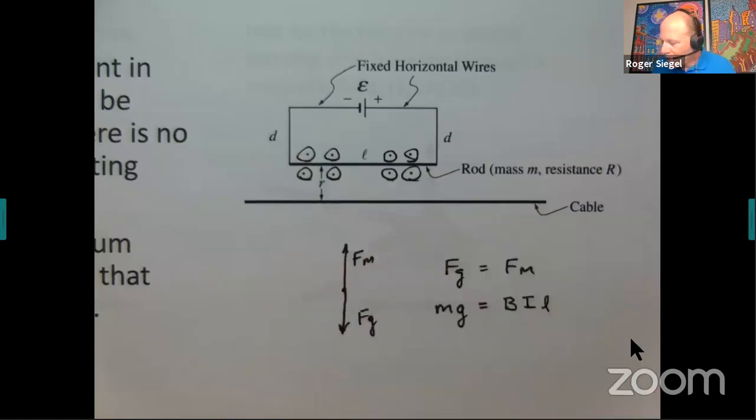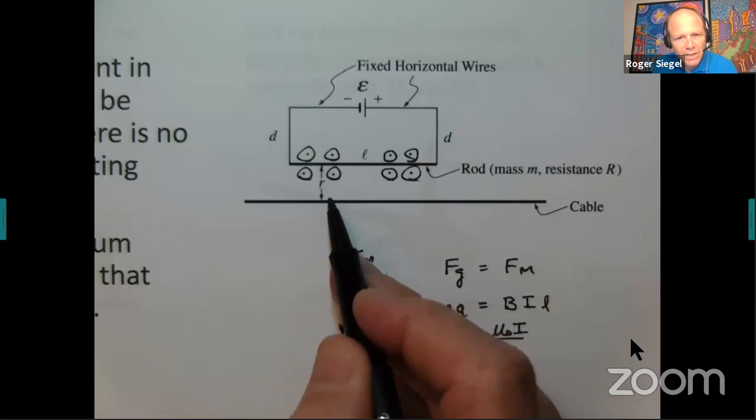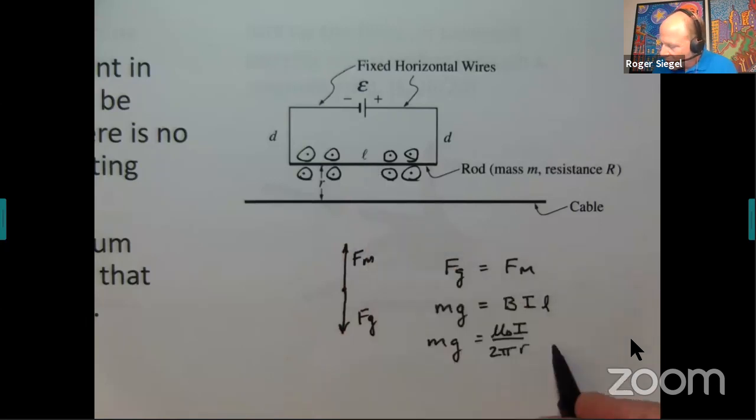Okay, and what is the quantity of that magnetic field? Well, that magnetic field we've just learned today is mu naught I over 2 pi r, where my little r comes in: the distance from this bottom wire to the top wire. All right, and so that is going to be times I times L. Now, be careful. These two I's are not necessarily the same. This I is going to be the I in the cable. This I is the I in the rod, I_R.